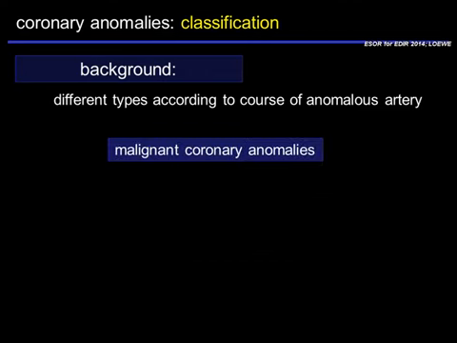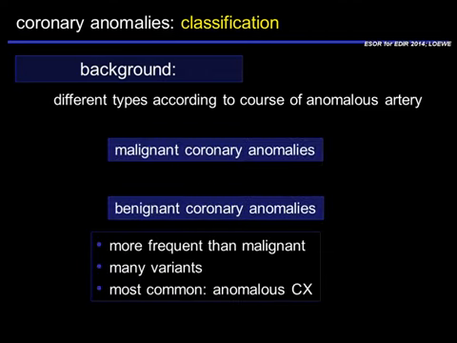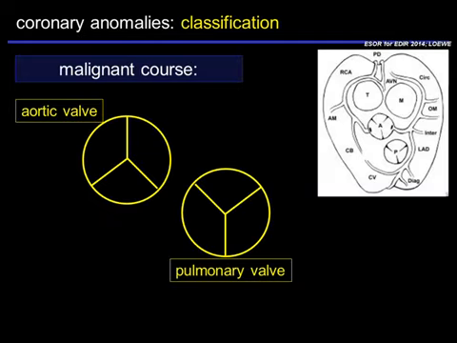We can distinguish between the so-called malignant and the benignant anomalies. Good news, the benignant ones are the most common ones, and we have seen the really most common, which is an anomalous circumflex artery. Two examples for malignant course.